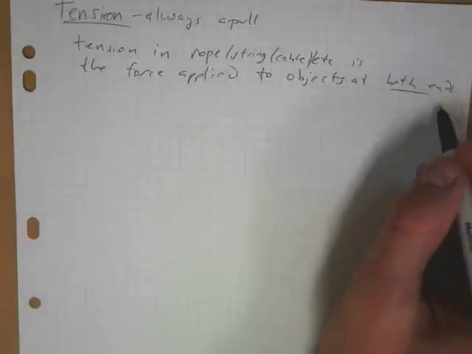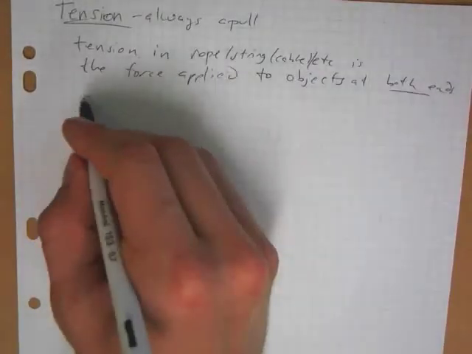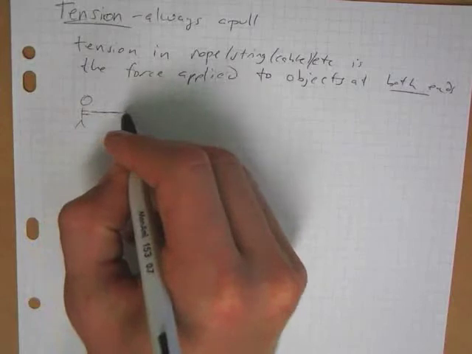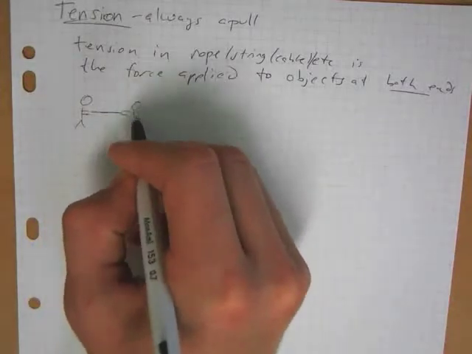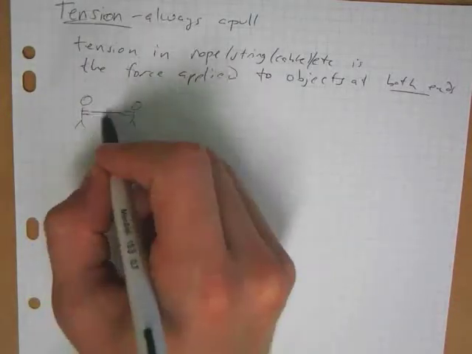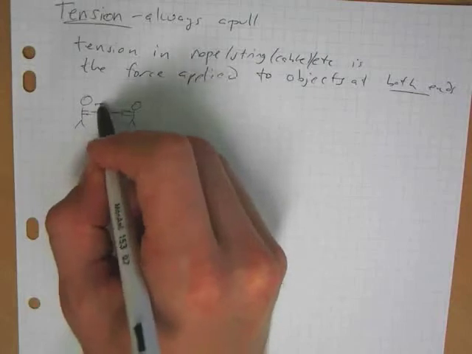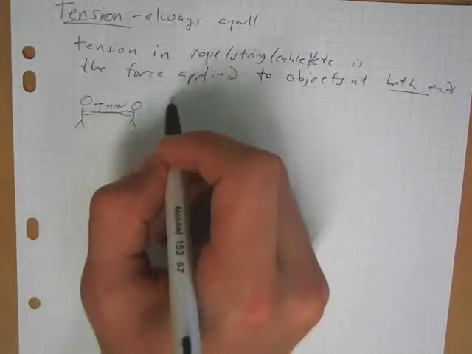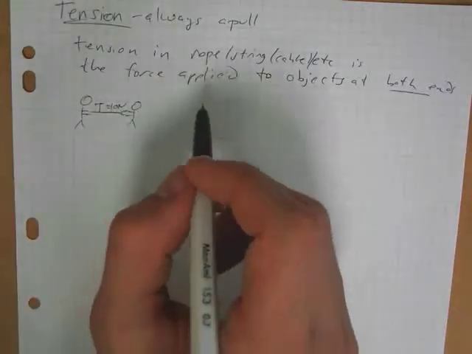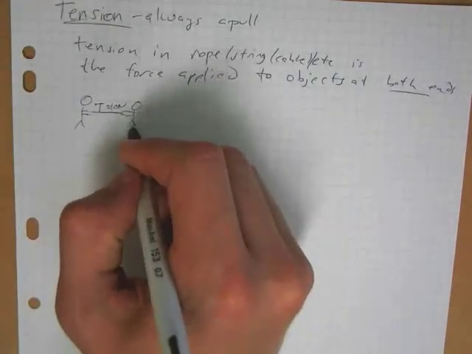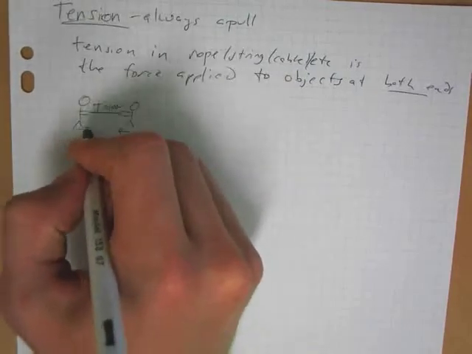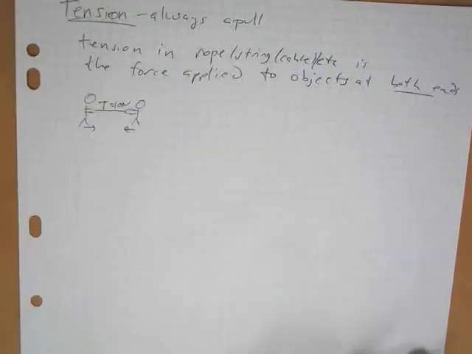So if two people are holding a rope, and the tension in the rope, which we usually abbreviate with capital T, is 10 newtons, then this person has a force of 10 newtons being exerted on them that way. This person has a force of 10 newtons being exerted on them that way.